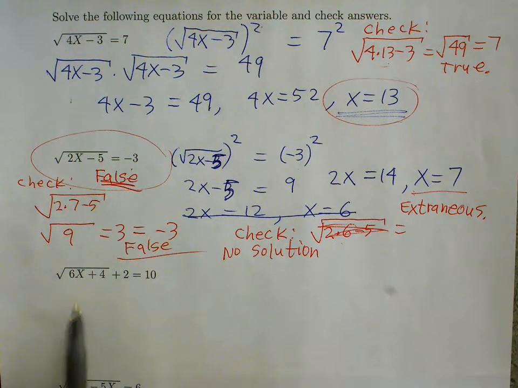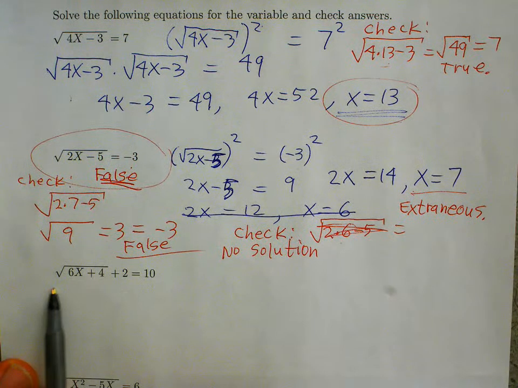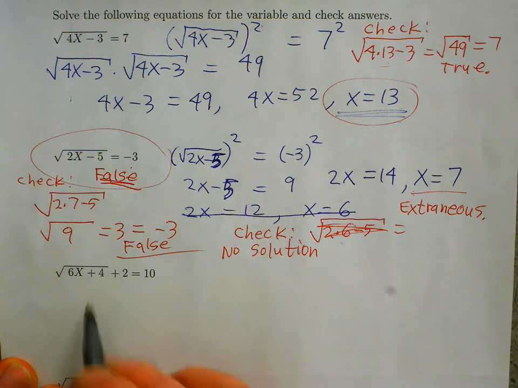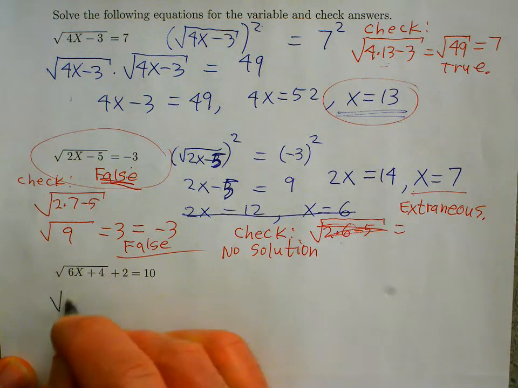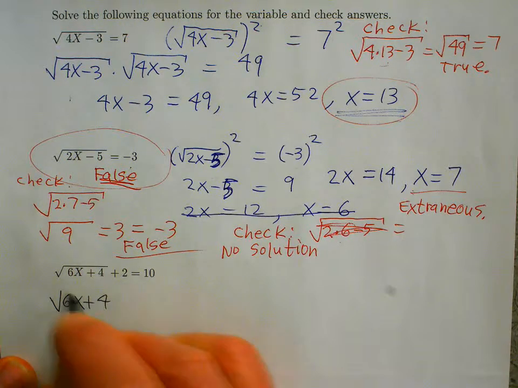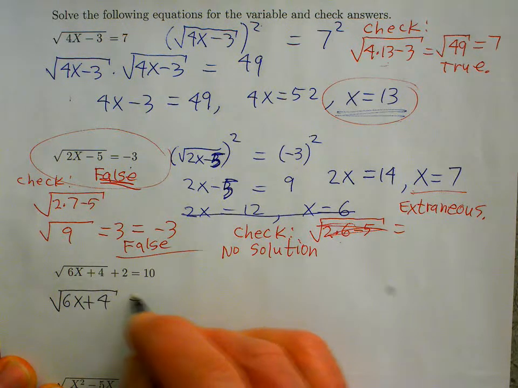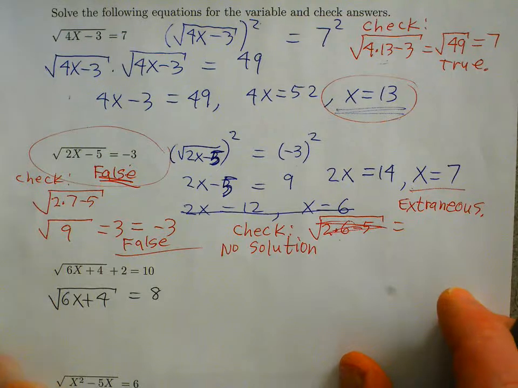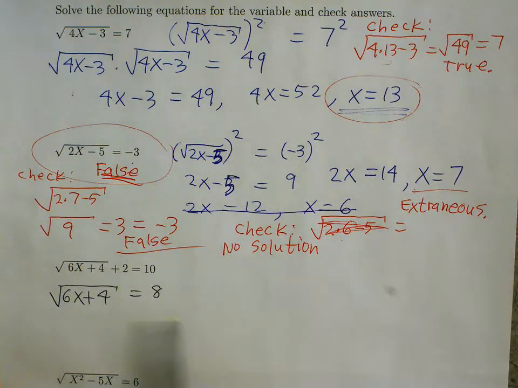So before squaring both sides, we want to isolate the square root. So the first thing to do is to subtract 2 from both sides. So we get the square root of 6x plus 4 equals 8. Everything is okay so far. The left-hand side is the positive square root of 6x plus 4, and the right-hand side is positive. So we're okay so far.